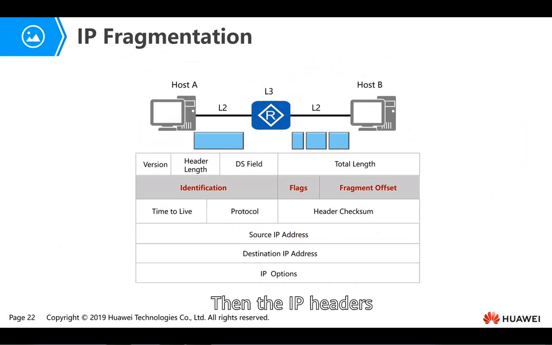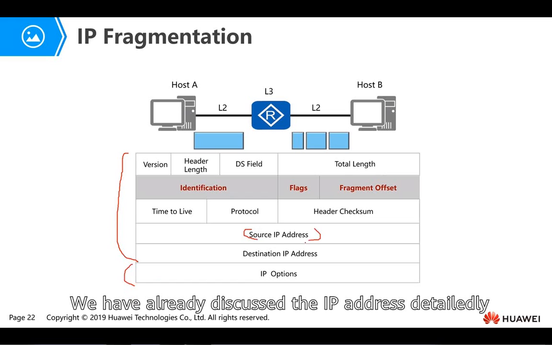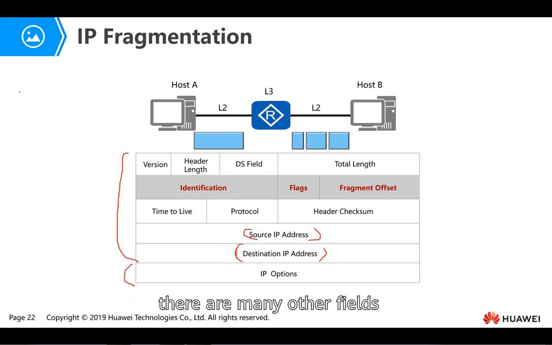And then the IP header. This is the IP header. This is the fixed part, and this is the option part. We have discussed the IP address in detail, and there are many other fields that we will discuss later.